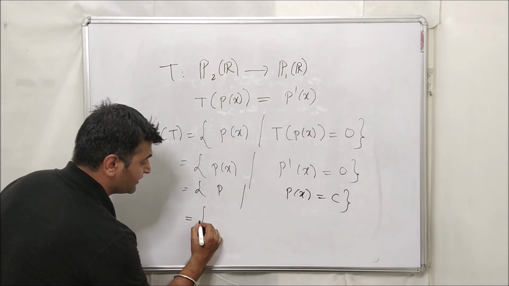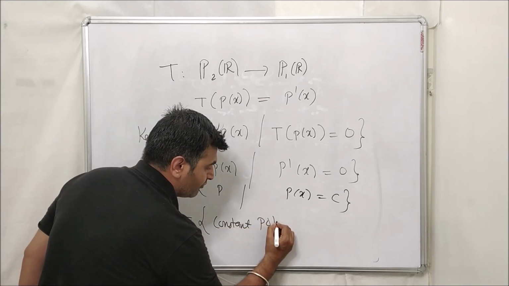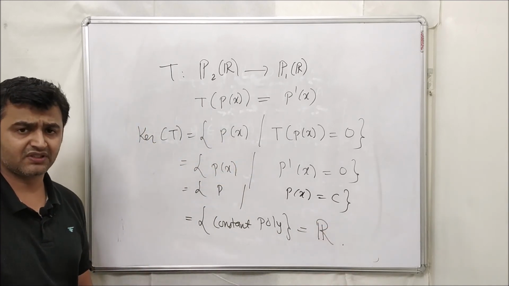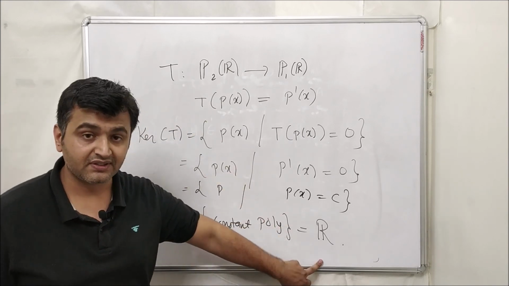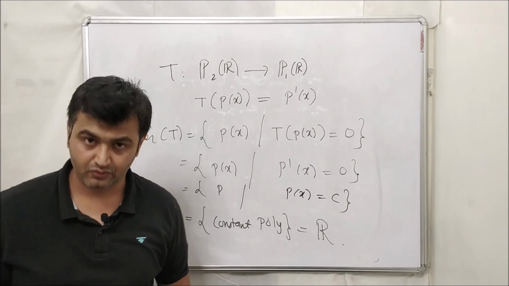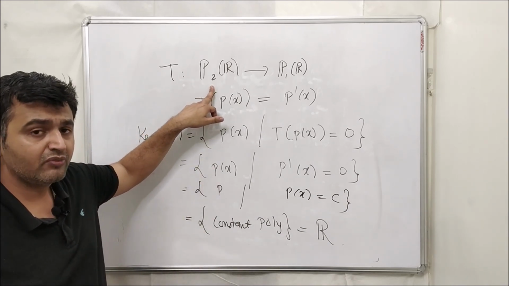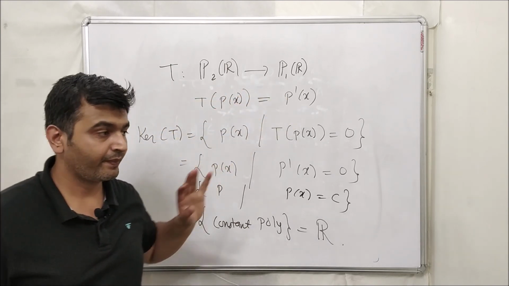So therefore, kernel is nothing but the set of all constant polynomials, which is nothing but the real numbers. All real numbers are constants, right? So therefore, the kernel is nothing but the set of real numbers. You take any real number which is a constant, its output will be 0. Okay. What is P2R? All polynomials of degree less than or equal to 2, and P1R is all polynomials of degree less than or equal to 1.